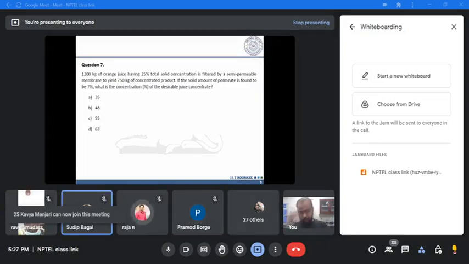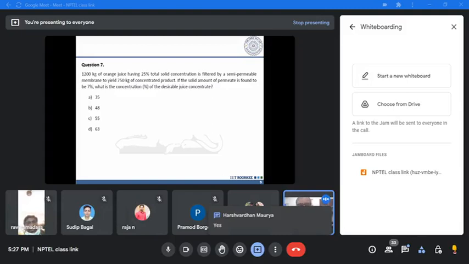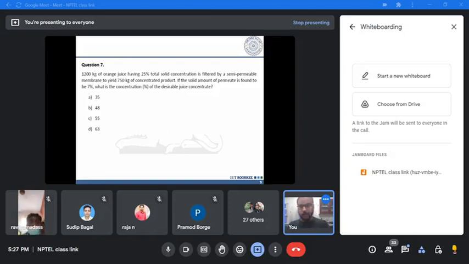Okay, so what formula will we apply? That will be the quantity of product. QP is equal to solid concentration in permeate minus solid concentration in feed.